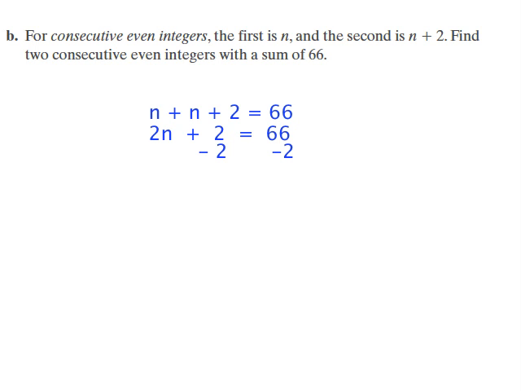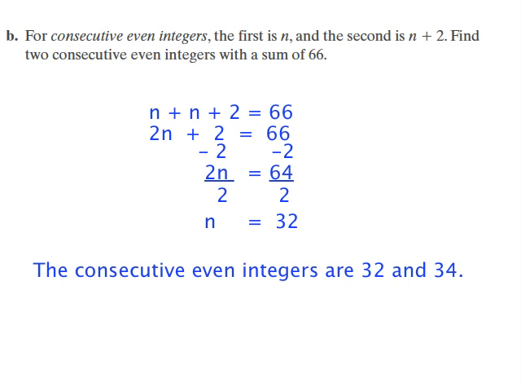Subtract 2 from both sides of the equation. So you're left with 2n equals 64. Then we divide both sides by 2. So n equals 32. So the first number is 32 and the second number is 34. 32 plus 34 does equal 66.